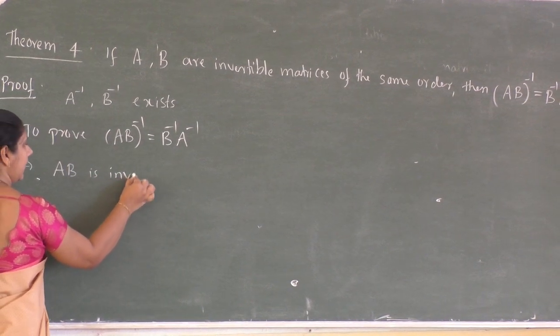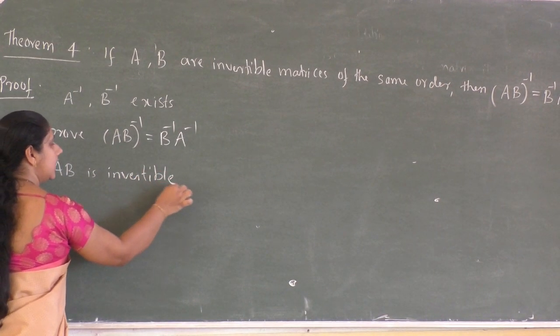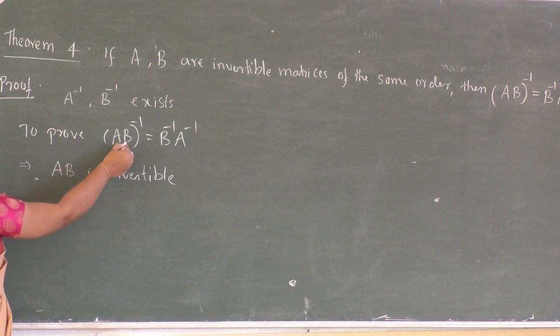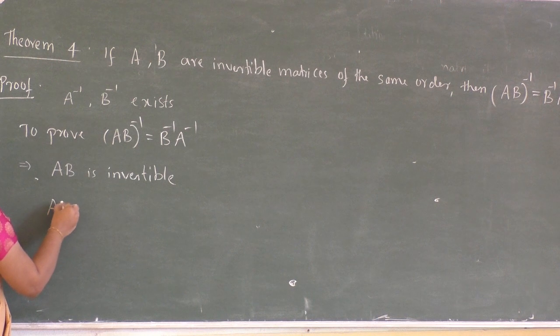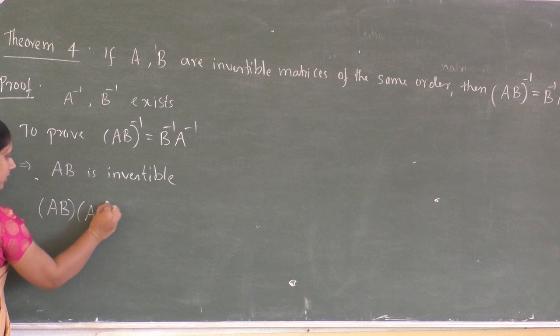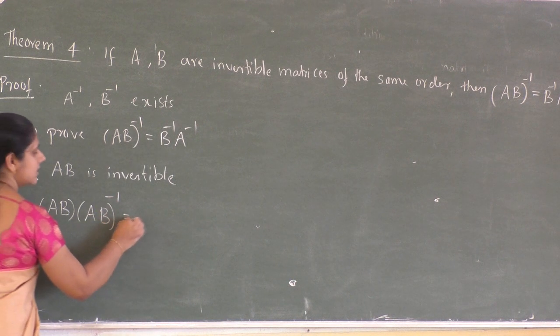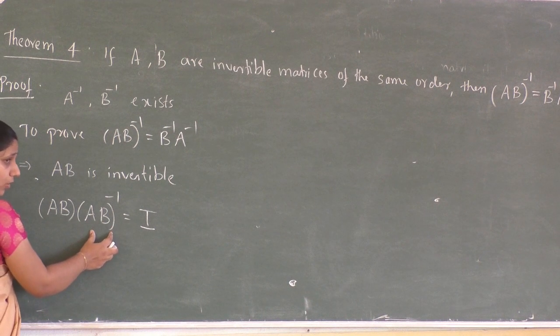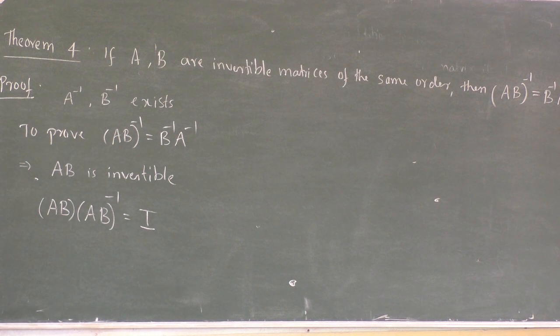AB is invertible. Now we have to use the definition of an invertible matrix. If A is invertible, then A into B equals BA, which is equal to I. Same condition if I use, we can write matrix AB into its inverse is equal to I. This is by the definition of an invertible matrix. Since AB is invertible, we can write AB into (AB) whole inverse is equal to matrix I.